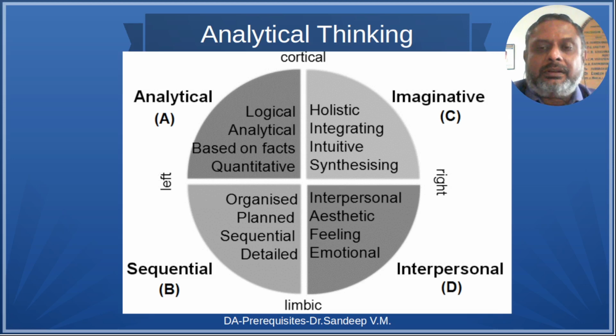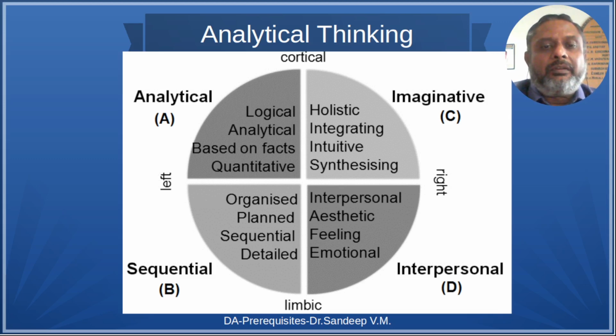Front right is imaginative. That's holistic, integrating, intuitive, synthesizing. These activities are taken care of in this front right part of the brain. Back left has to do with well organized, well planned, sequential, detailed activities. All of them are taken care of by this part of the brain, whereas the right back side of the brain has to do with interpersonal matters, emotions, feelings, aesthetics, and all such issues.